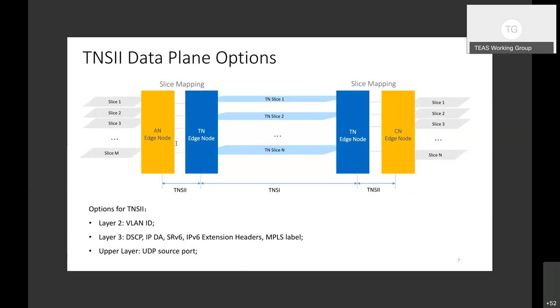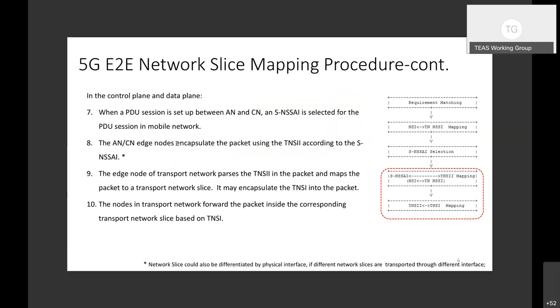Maybe we skipped one. There's another page. And in the data plane, when a PDU session is set up between AN and CN, and S-NSSAI is selected for the PDU session in the mobile network, the AN and CN edge nodes encapsulate the packet using the TNSII we have just defined according to the S-NSSAI. The edge node of the transport network parses the TNSII in the packet and maps the packet to a transport network slice. It may encapsulate the TNSI into the packet, and the nodes inside the transport network forward the packet inside the corresponding transport network slice based on the TNSI. Next slide.